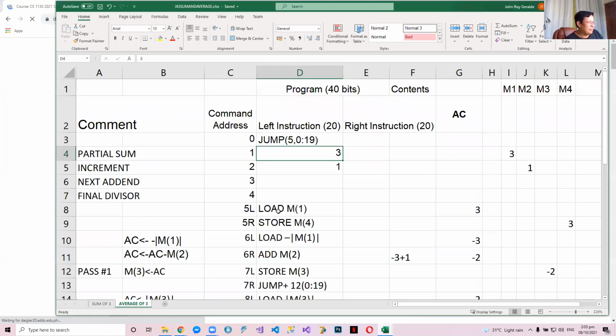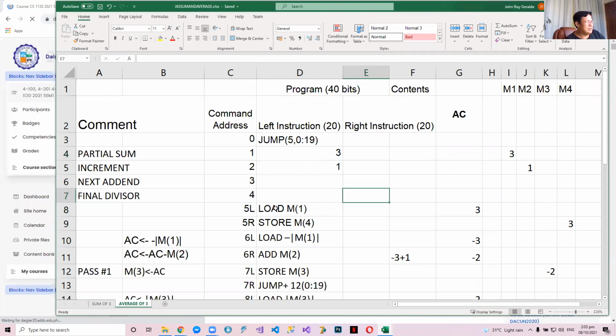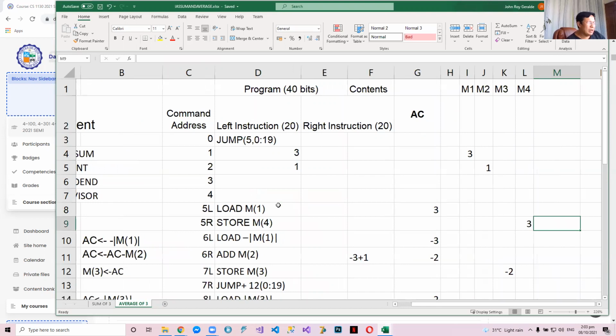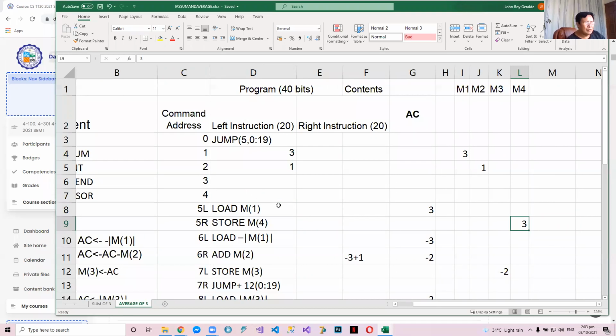So we'll have to jump left. Not 4L, because 4 will take 40 bits. So therefore, we can't do anything about it, we'll have to start with 5L. Okay? We load M1, and then we store it to M4. This is just a temporary variable, so that this will be left unchanged.